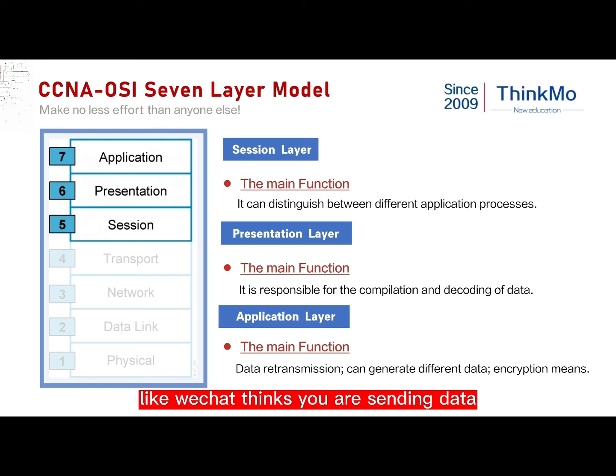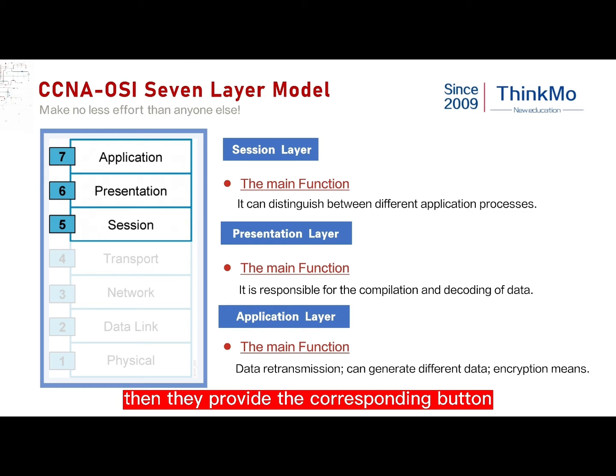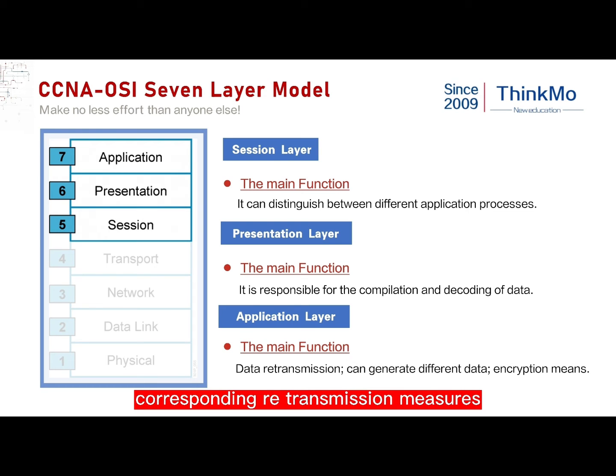Like WeChat thinks that when you are sending data or voice messages, it is capable of retransmission, so they provide the corresponding button. If you are making a voice call and several packets are lost, or the network gets stuck a few times, they see no need for retransmission. They won't give you corresponding retransmission measures, and you lose this data completely.